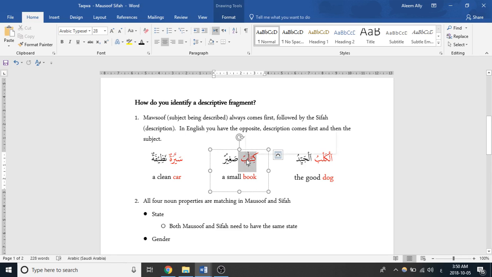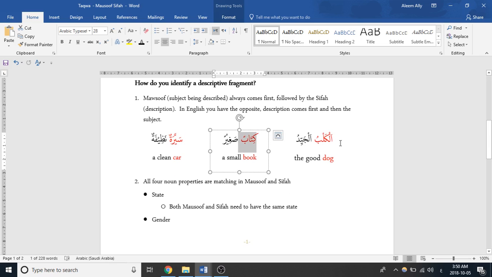Think of it as if you're listing the word that you're describing, and then underneath it you have all of its descriptions. So when you come across a word, afterwards you'll see all of its descriptions. And a word can have multiple descriptions. So the new black car, in Arabic, would be the car and then black and then new, listed off.